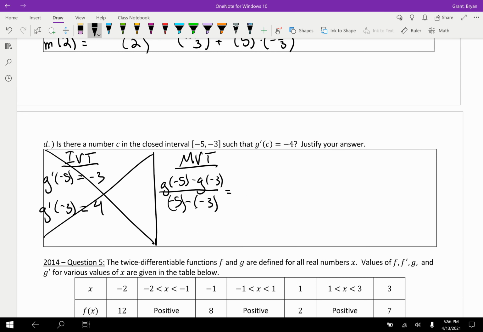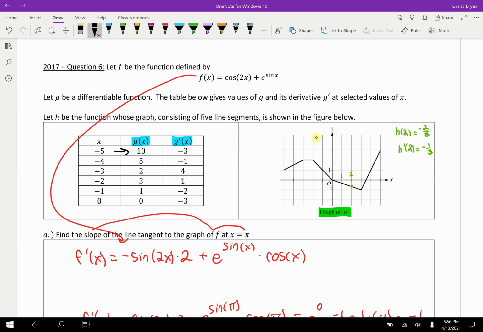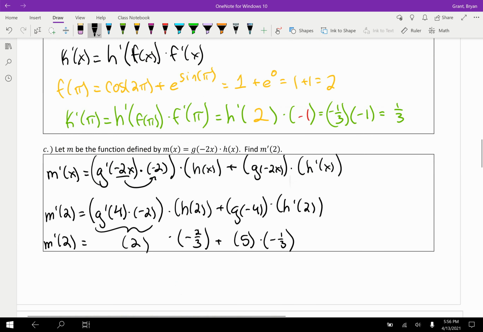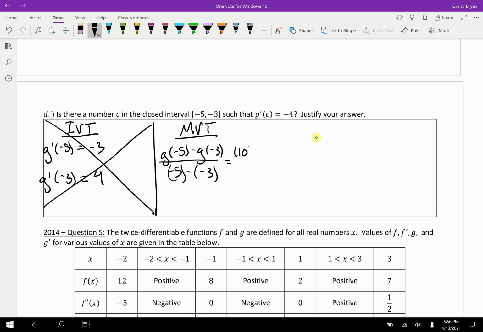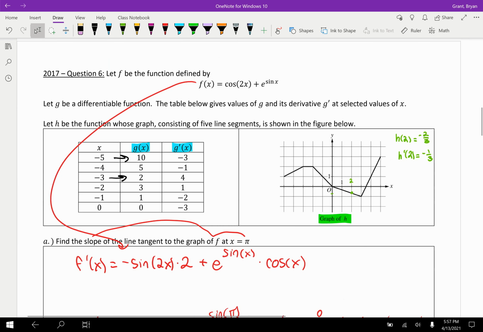Fingers crossed. So, -5, -3. That's 10 and 2. So we end up with 10 minus 2 over -5 plus 3. This is 8 over -2. Haha, -4. All right. We're doing pretty well so far. How do we finish this off? Well, we know this is going to talk about differentiability and continuity. The MVT has all that stuff in it. So differentiability and continuity.